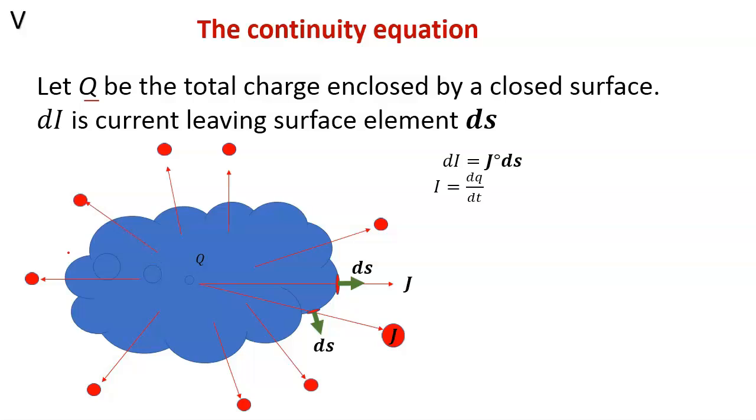This establishes some current in the external circuit because of the motion, and we have a small amount of current di leaving area ds that makes an angle theta with the direction of flow of the charge. So di, the small current leaving this small red shaded area, is j bar dot ds bar. And in fact, we define current as dq by dt, that is, the rate of flow of charges.